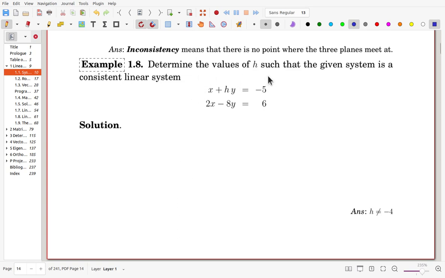Determine the value of h such that the given system is a consistent linear system. The same way, we begin with the augmented matrix. Here we first collect the coefficients 1, h, and right hand side minus 5, and 2, minus 8, and 6. From this one, let's try to eliminate that one. Twice subtracted, so the first row will not be changed, and that is a minus 5. The second row will be 0, minus 8 minus 2h, and since twice is subtracted, 10 is added, so that is 16.